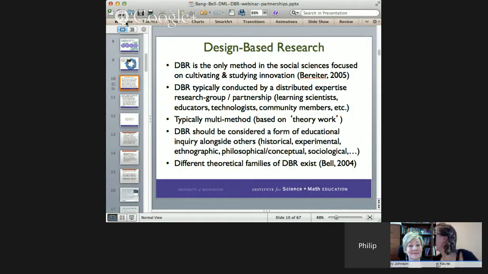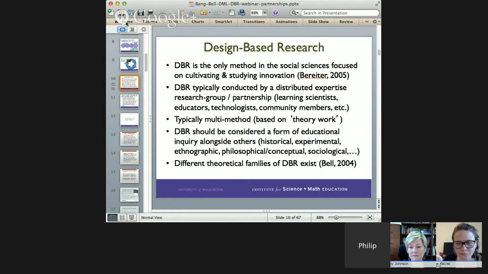So there's an argument to say that design-based research sits alongside other forms of educational inquiry, that it's different and unique in that it's intervention-driven and theory development in relation to realizing and studying those interventions, but it's on that same list of things as historical, experimental, interpretive methods, and so it's really a broad tradition and not just one thing.